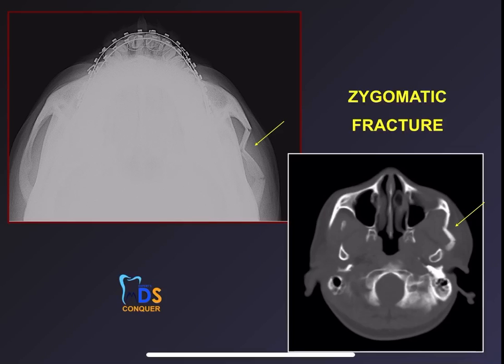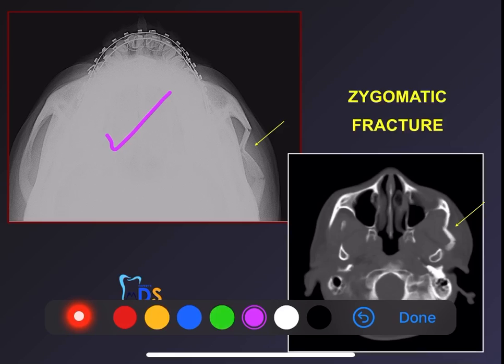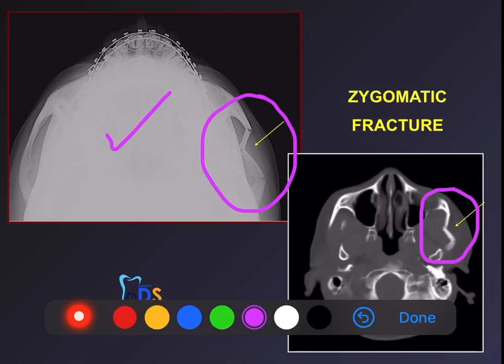Now in this, if you see, this is a normal submentovertex view, the jug handle view, wherein you can clearly see the zygomatic fracture, and similarly if a CT is taken, even that shows the zygomatic fracture. The zygoma is not a complete curved structure here, it has been fractured and displaced. So like that you have to differentiate whether it is normal or abnormal.